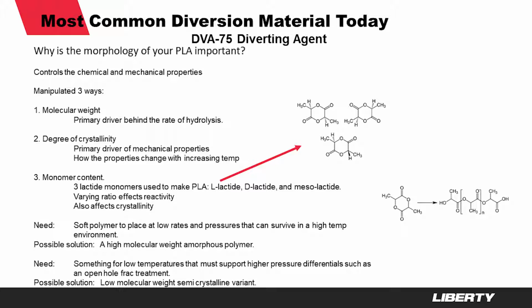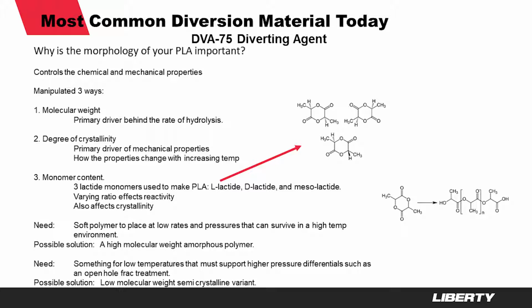Generally, there are 3 lactide monomers used to make PLA: L-lactide, D-lactide, and meso-lactide. The ratio of each of these in the final polymerized product affects the reactivity with agents, such as its tendency to copolymerize with FR and metal cations. Because this also affects crystallinity, it has some influence on the mechanical properties.